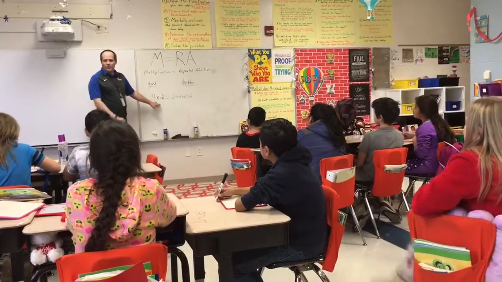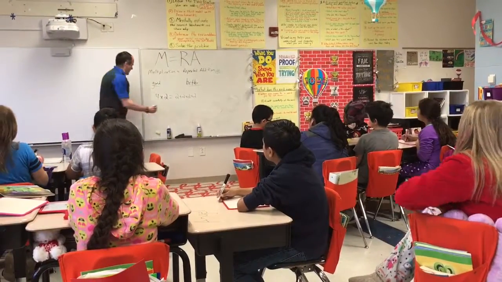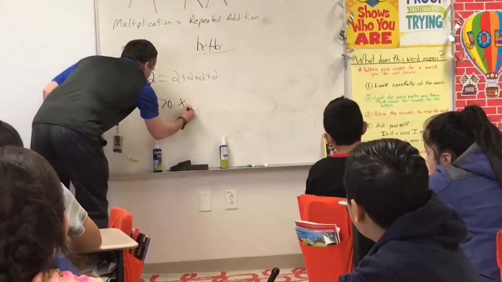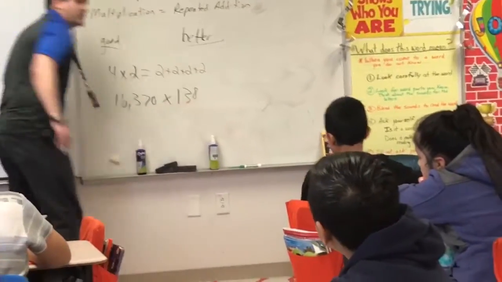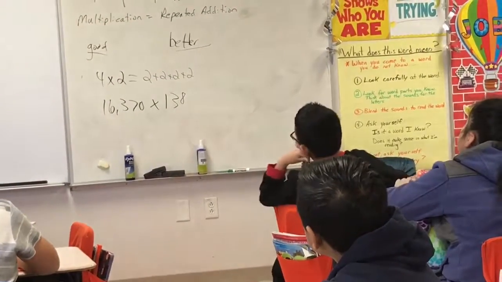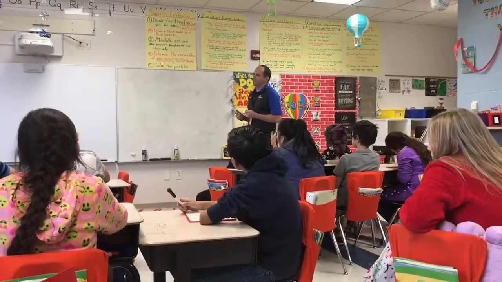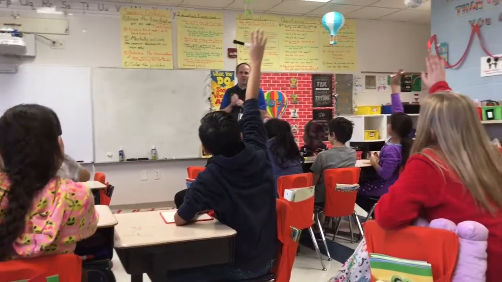The reason that we go to multiplication is sometimes we have a problem like this: 16,370 groups of 138. I could write out 138 16,370 times. So let's see, who wants to be my victim? Volunteer.